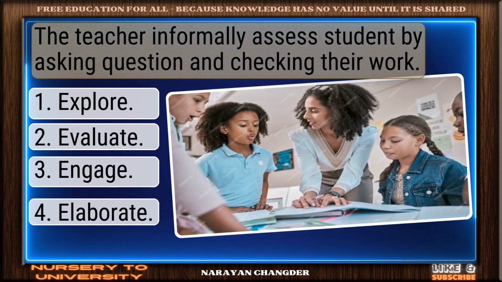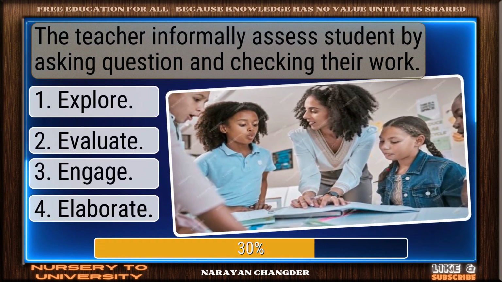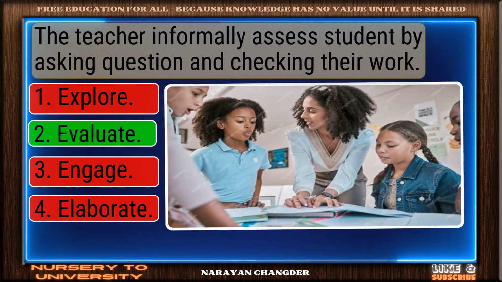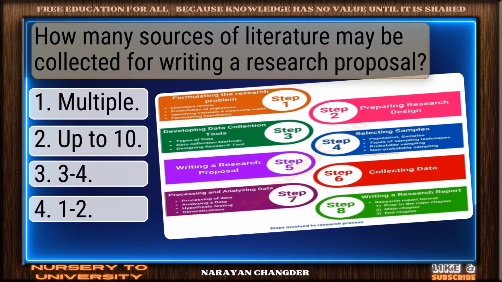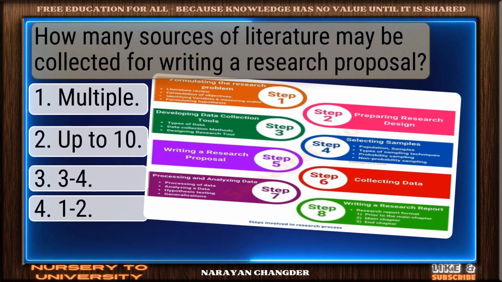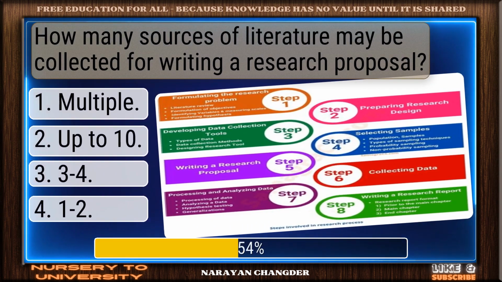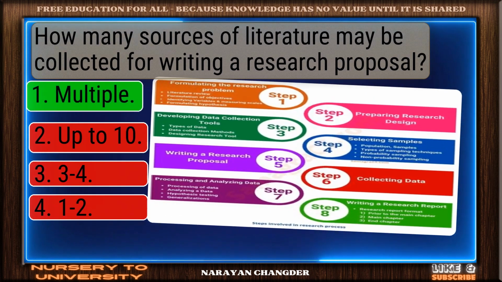The teacher informally assesses student by asking question and checking their work. You're right. Evaluate is the correct answer. How many sources of literature may be collected for writing a research proposal? Smart move. Multiple is an accurate answer.